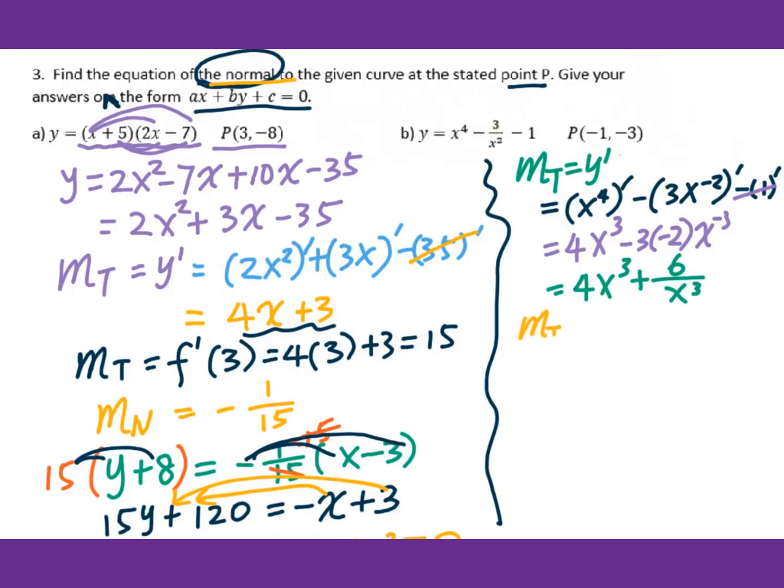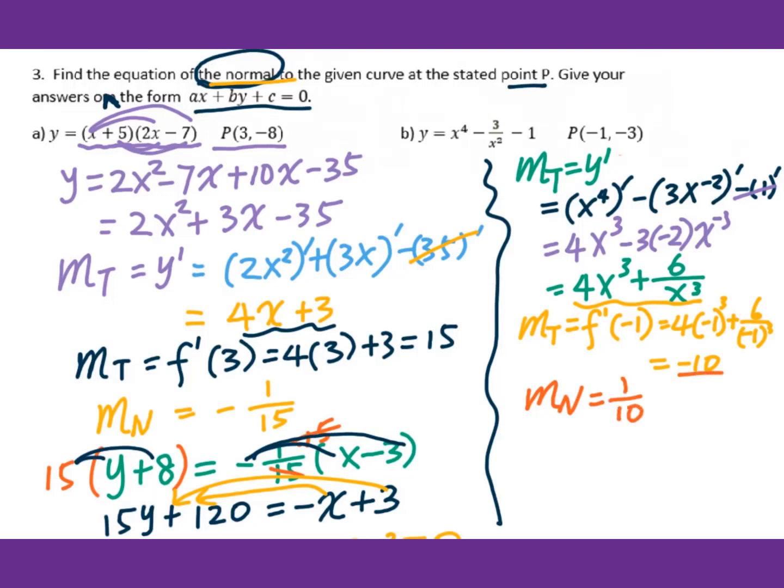Then slope of tangent line equals f prime of -1. So we plug in here: 4 times -1 to the third power plus 6 over -1 to the third power. You will get -10. Since I'm looking for the equation of a normal line, the slope of the normal line equals the opposite reciprocal of -10, which is 1 over 10. So we have y plus 3 equals 1 over 10 times x plus 1.